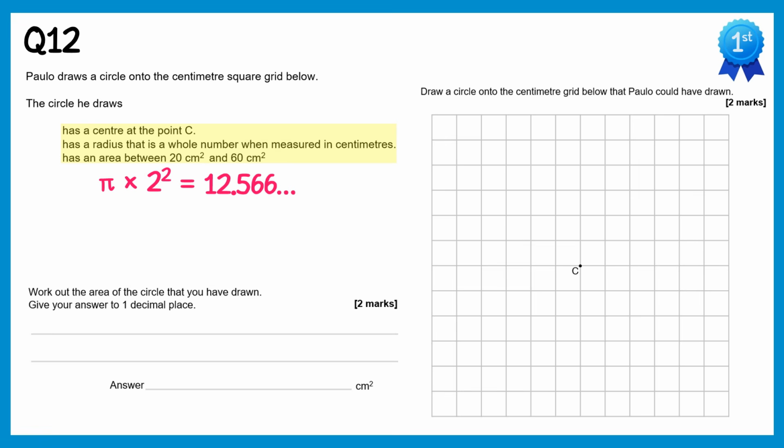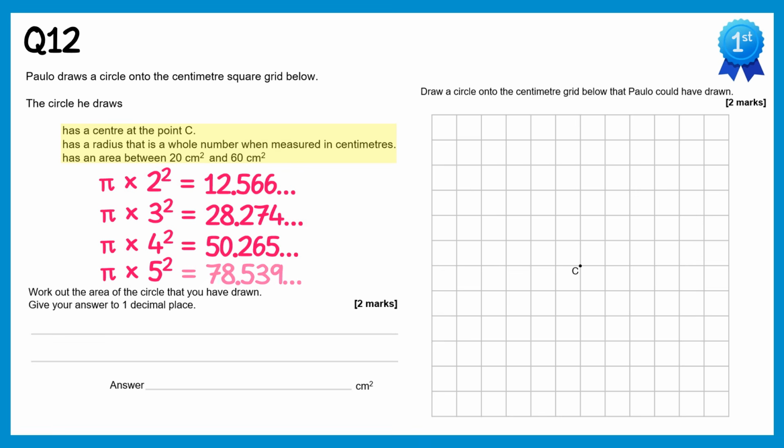So let's try the next whole number. What if the radius is 3? We'd do pi times 3 squared, which gives you this number. Now that one is between 20 and 60, so that's okay, and we could draw that circle. Or pi times 4 squared, which gives you 50.265 and so on. That's also between 20 and 60, so that one would be okay. But pi times 5 squared gives you this number, which is too big, since it's bigger than 60. So, the circle that Paolo must have drawn must be either a radius of 3 or a radius of 4, and it won't actually matter which one you draw in this question.